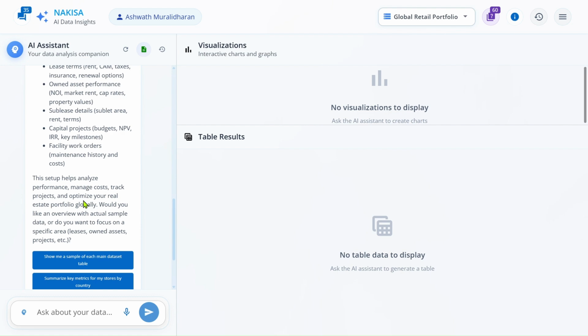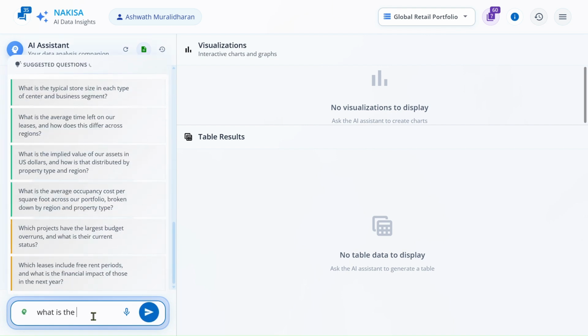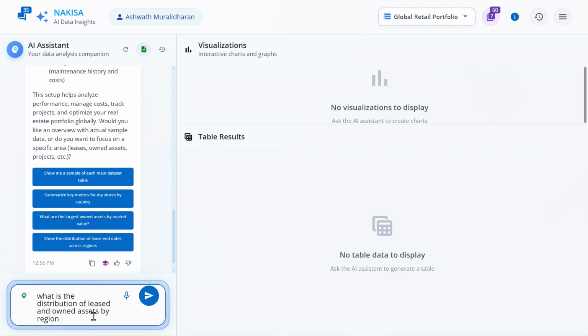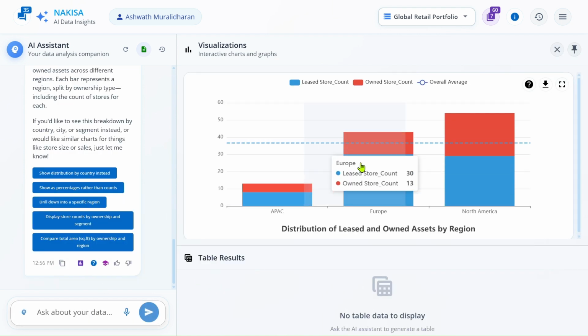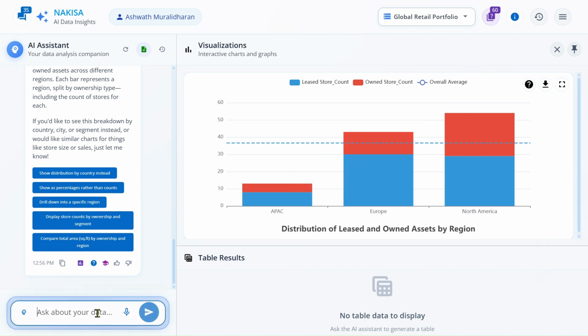All right, that's lovely. Now, let me dive a little deeper and ask, what is the distribution of my leased and owned assets by region and stacked? Let's see if it pulls up a nice visualization for me to understand this in a quick glance. And it does. Great. I have leased and owned store count by region, and it's stacking it into a nice histogram. Perfect.